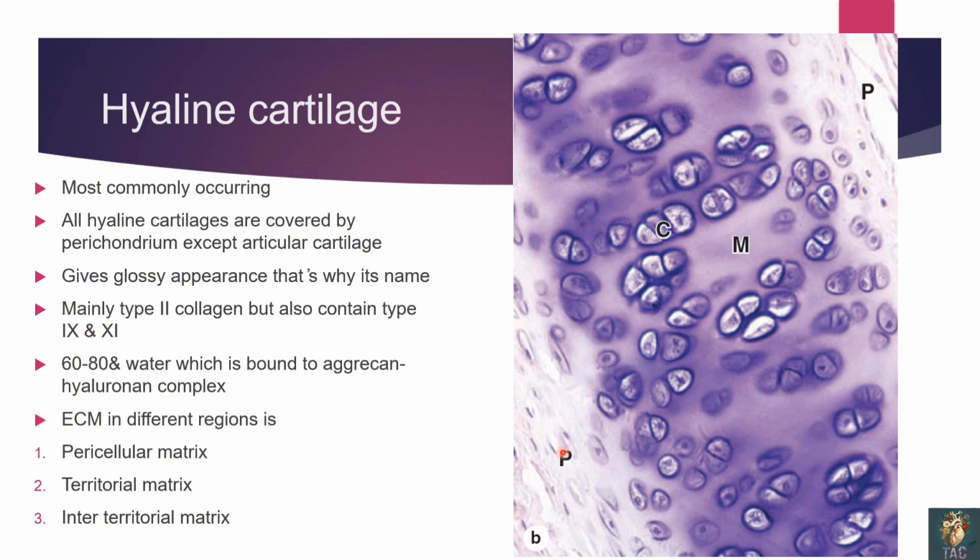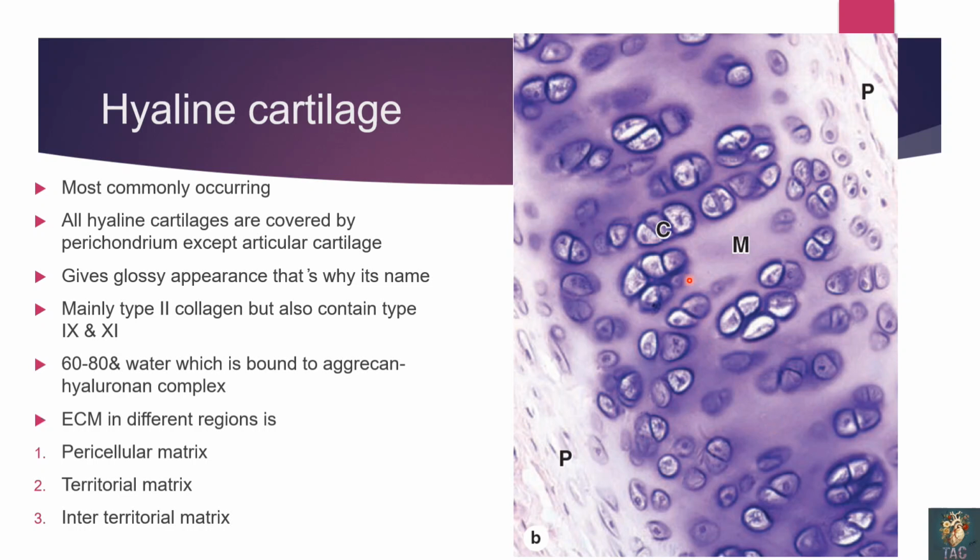In this slide you can see over here the perichondrium is present. Also you can appreciate the perichondrium in this location as well. The types of collagen fibers which are present in the extracellular matrix in case of hyaline cartilage are type 2 collagen fibers, and in addition to this the type 9 and type 11.